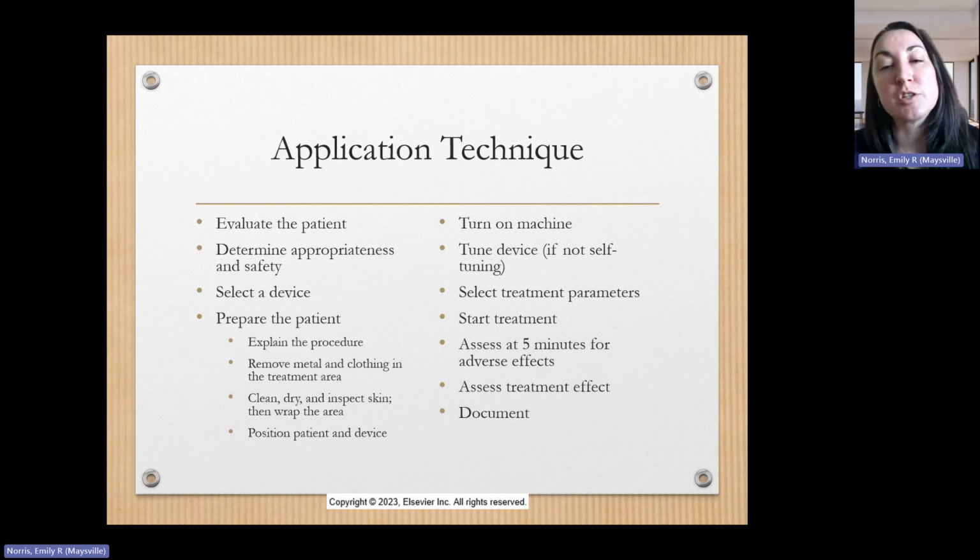And then you want to position the patient and the device. In the next slide, I'll tell you how close the device needs to be to the patient, depending on the type of applicator. And then you turn the machine on. You may have to tune it if it's not self-tuning. Select the parameters. Most of the parameters are actually selected for you.